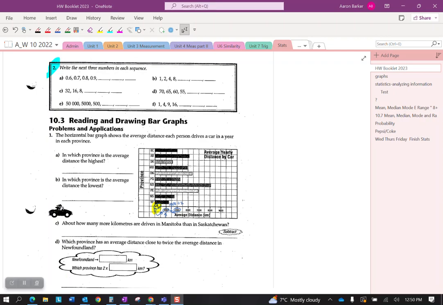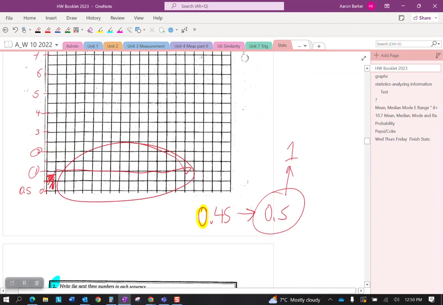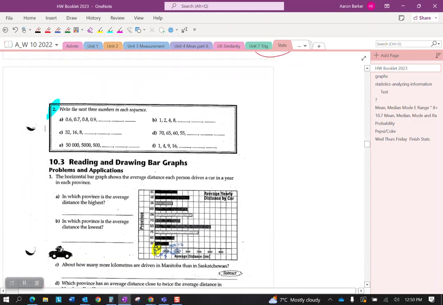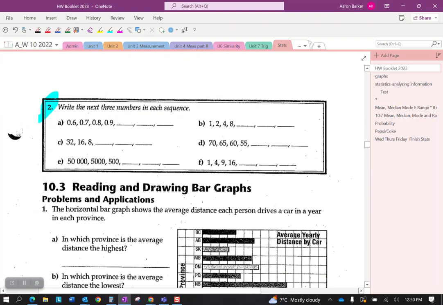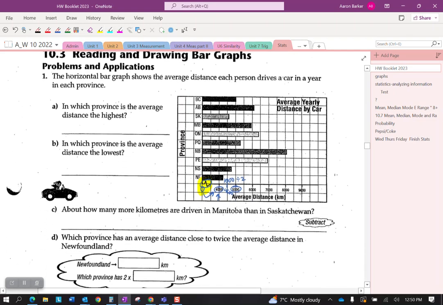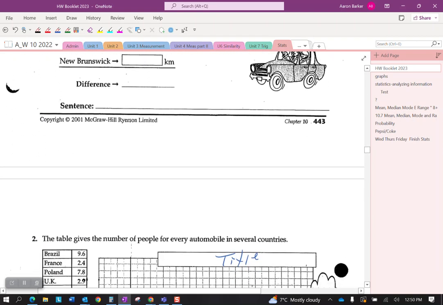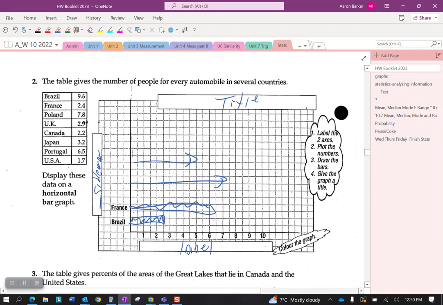Eyes up here. So you should be at this section now. You should be almost done your charts or your graph. Some people have. So here you're looking for sequence, filling in the pattern of the next 3 numbers. This last one, F, is going to be a challenge. You might not get it. Do your best. Then 10.3, you're answering questions based on this graph. Good. Turn it over.